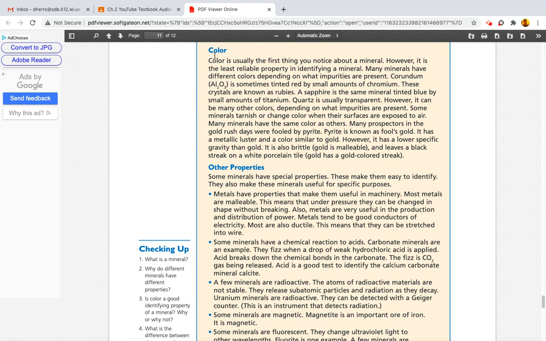Color is usually the first thing you notice about a mineral. However, it is the least reliable property in identifying a mineral. Many minerals have different colors depending on what impurities are present. Corundum, and here's the formula for that, is sometimes tinted red by small amounts of chromium. These crystals are known as rubies.